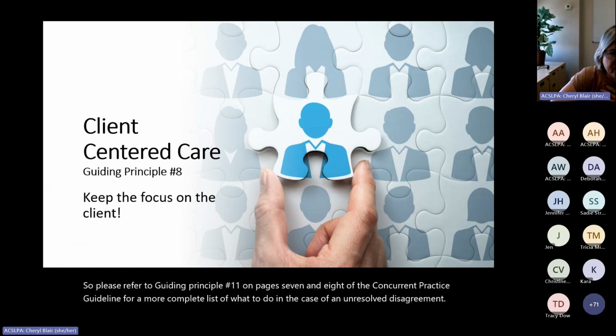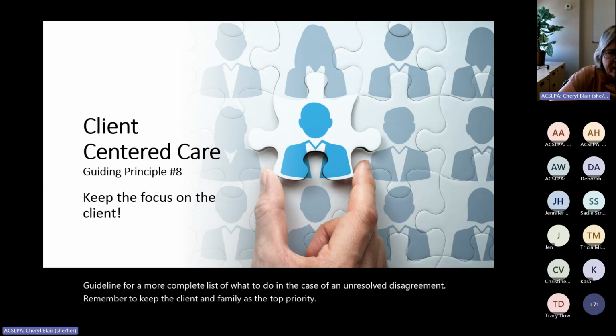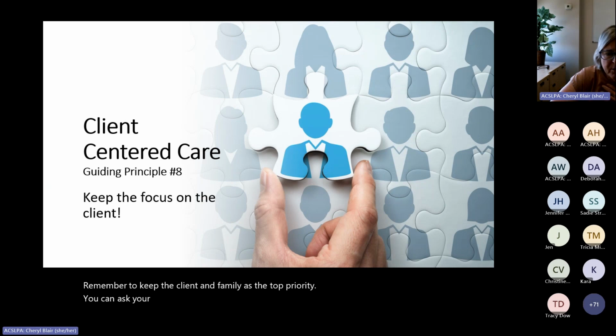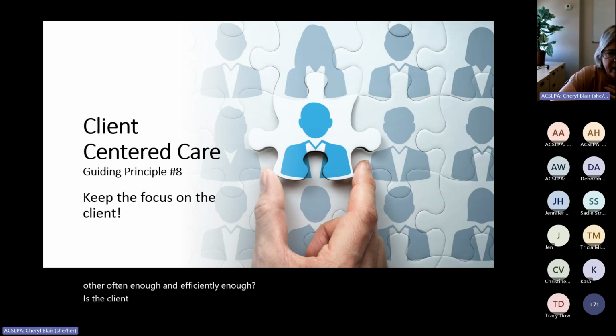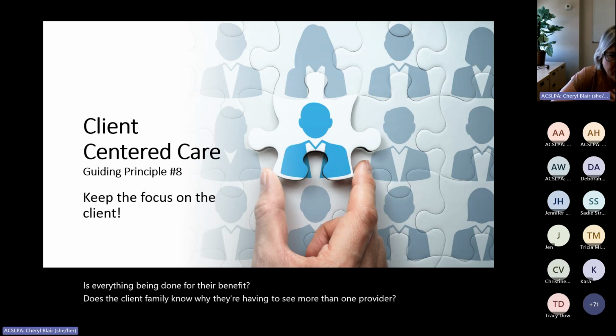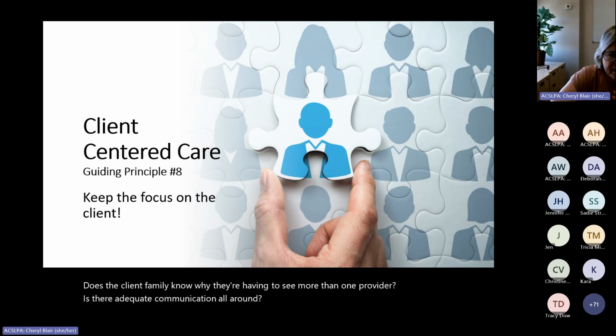Remember to keep the client and family as the top priority. You can ask yourselves, are we, as the providers of concurrent care, communicating with each other often enough and efficiently enough? Is the client or family adequately and consistently informed? Is their time being respected? Is everything being done for their benefit? Does the client family know why they're having to see more than one provider? Is there adequate communication all around? Are the providers engaging in ongoing monitoring and communication in order to remain on the same page so they can provide consistent and efficient care?